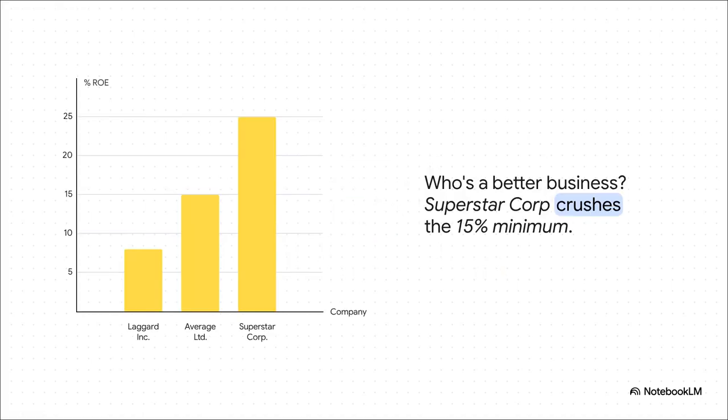And here's what that 15% rule looks like in practice. You've got Laggard Inc. down at 8%. That's barely better than a safe bet. Not great. Then you have Average Ltd, which hits our 15% mark. It's okay. It's acceptable.